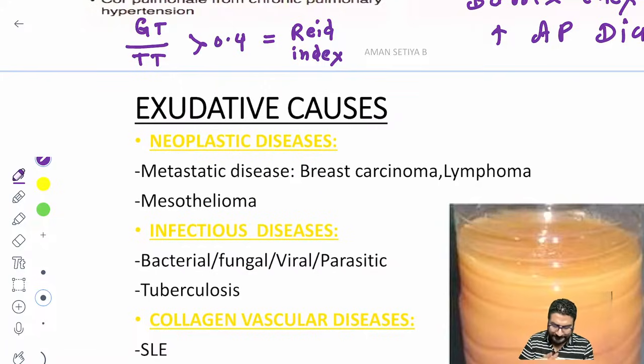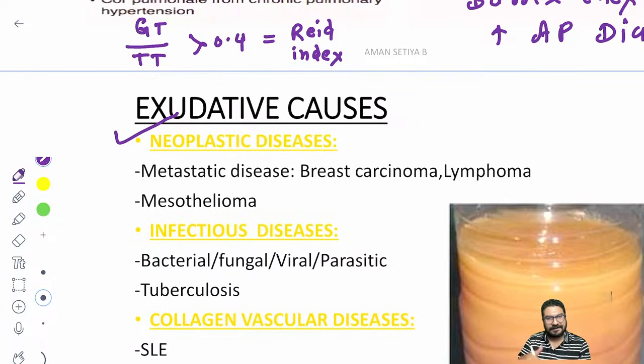So exudate is thick. So when does thickness come? When you add something. Suppose if you add protein to milk or water, it will become thick. If you add some fruit in this mango shake, it will become thick. So understand this thing. Thick means exudate. Simple. So in the fluid, if you add some cells, that means cancer.